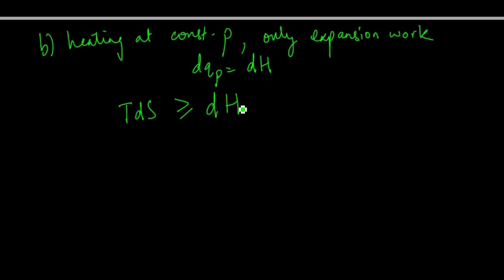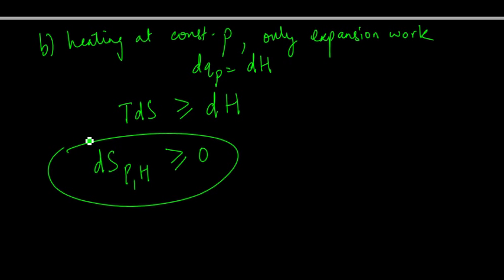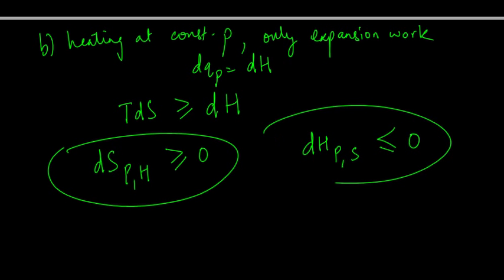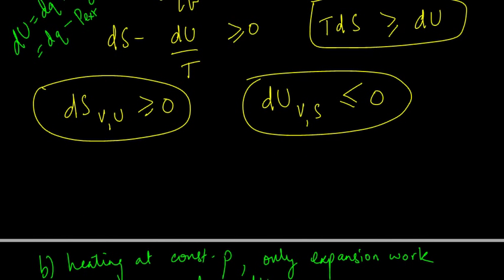So the criterion for spontaneity in case when you're holding the pressure constant is either that the entropy change at constant pressure, constant enthalpy is greater than or equal to 0, or the enthalpy change at constant pressure, constant entropy is less than or equal to 0. It's quite analogous to this one.